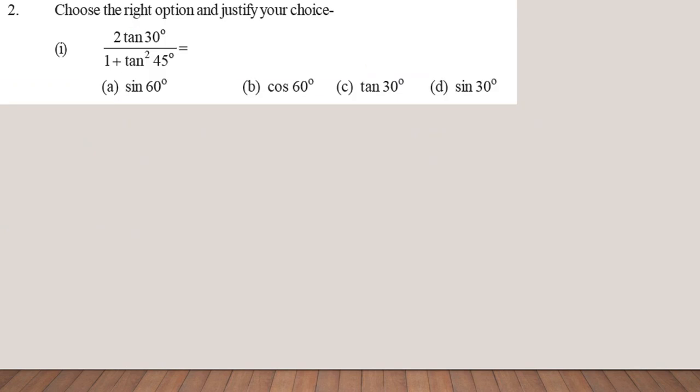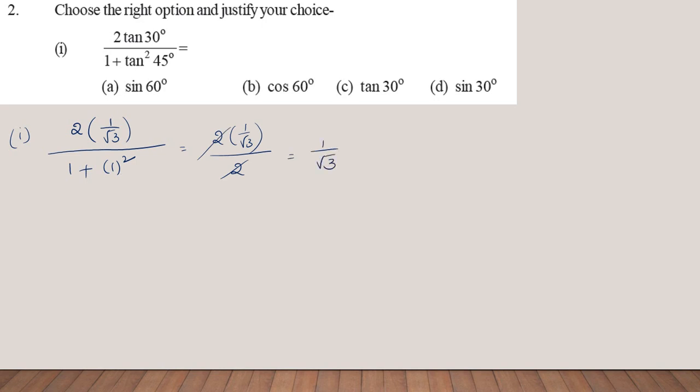Right? Next, moving on to question number 2. Choose the right option and justify your choice. You need to state the reason why it is that option, right? Now let us see question number 1. What he has given: 2 into, what is the value of tan 30? Tan 30 is 1 by root 3, divided by 1 plus tan square 45. So tan 45 degrees whole square, you can write it as 2 into 1 by root 3 by 1 plus 1 is 2. So 2 gets cancelled and its value is 1 by root 3.